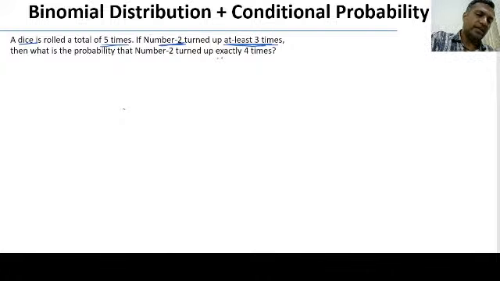What is the probability that it has come exactly 4 times? Therefore, what is the question that you are writing? Probability of getting the number 2 exactly 4 times. I'm not writing the full sentence, bear with me. Probability of getting the number 2.